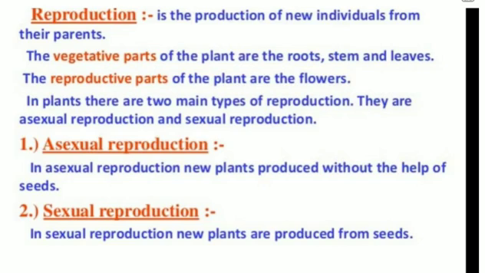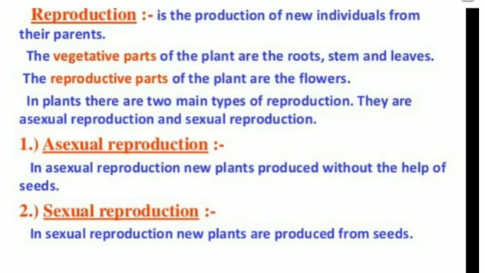Next, what are the vegetative parts of the plants? Roots, stem and leaves. These are the vegetative parts of the plant. The reproductive parts of the plants are the flowers. In plants, there are two main types of reproduction: asexual reproduction and sexual reproduction. Let's learn one by one.